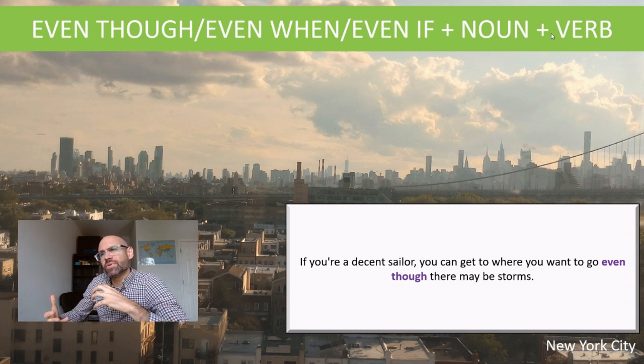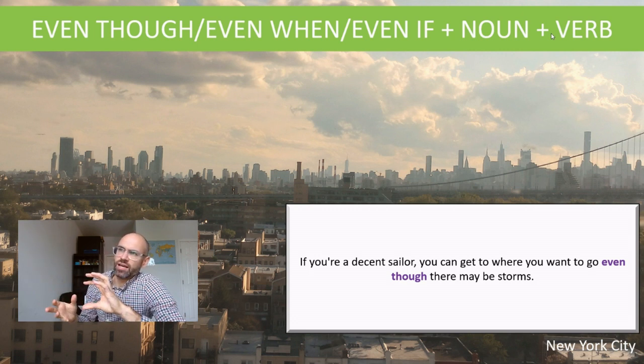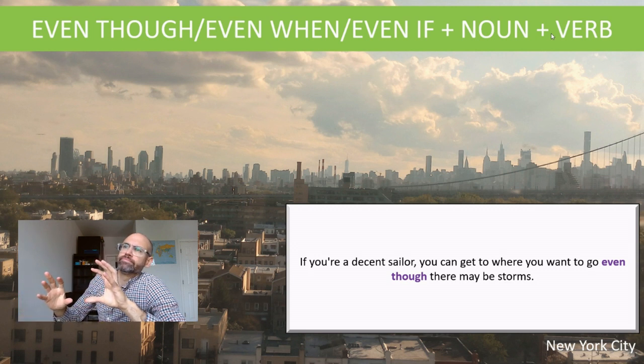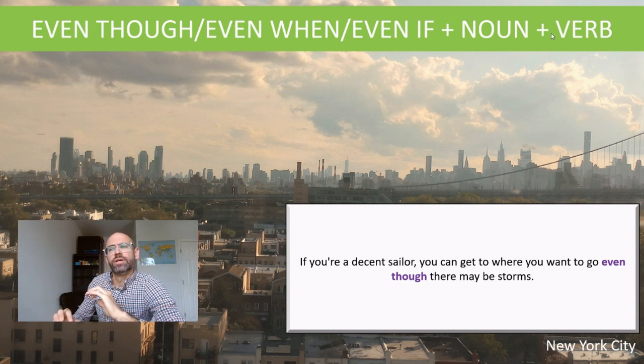So that means including this situation where maybe we would expect that the storms would stop us from getting where we want to go. Even though there may be storms, you can still get to where you want to go, even though, right? And so the meaning is similar to even if. It means despite the fact that there are storms or that there may be storms, you can keep going.